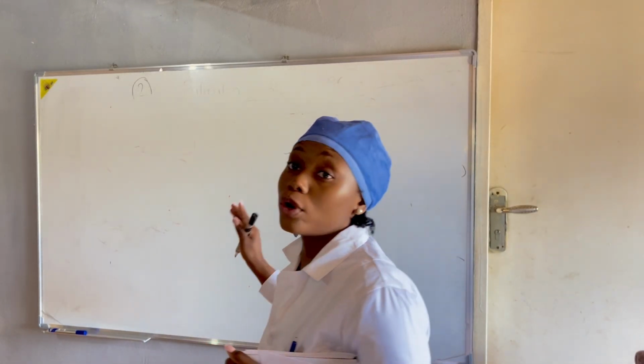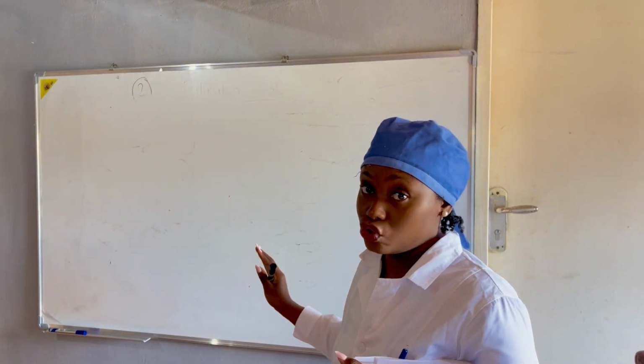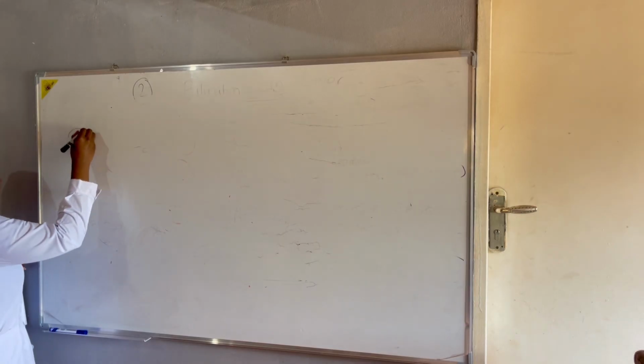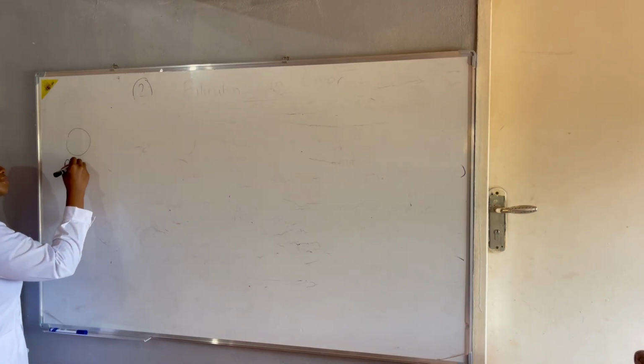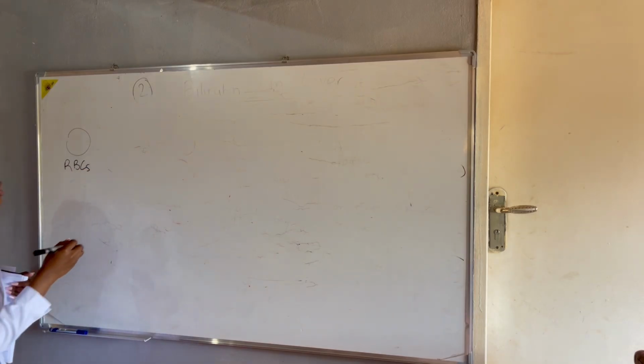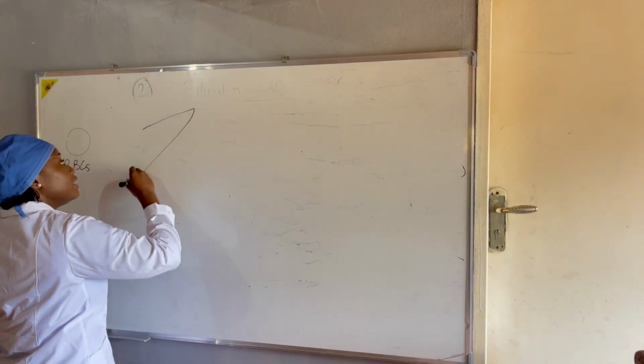So that is what I want to explain, where the problem could be in the process that I have just illustrated. Could the problem be in the red blood cells? Could the problem be in the liver?